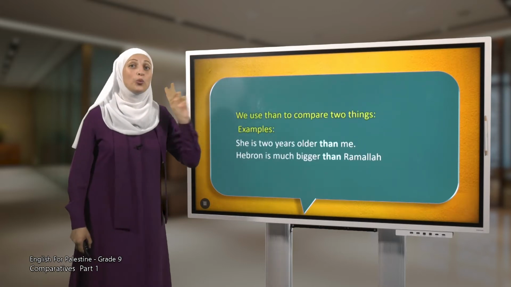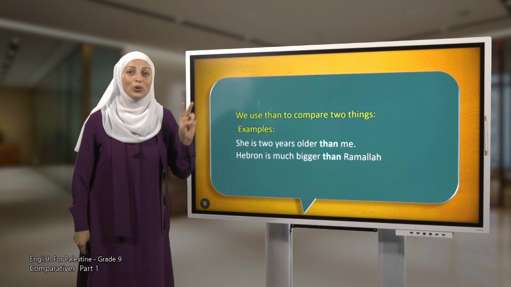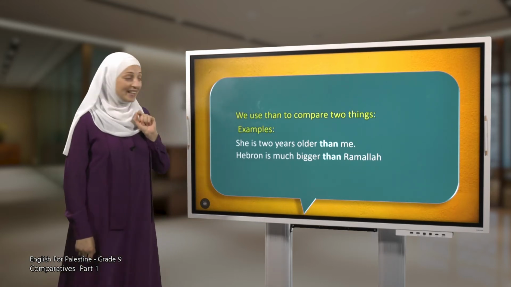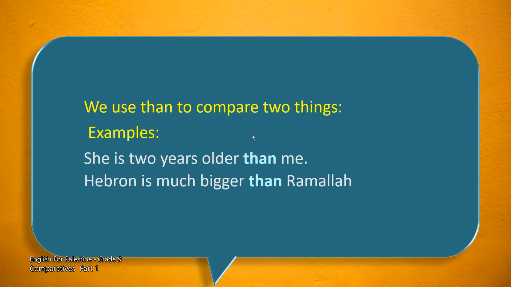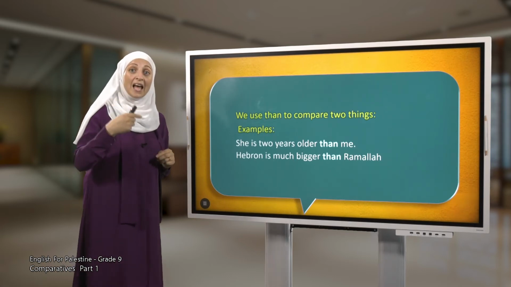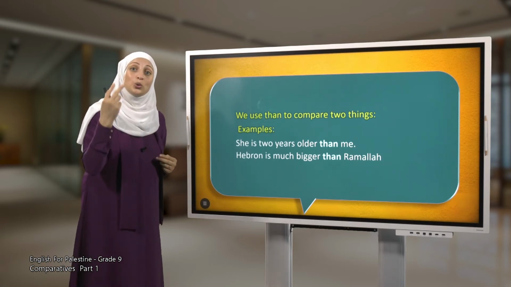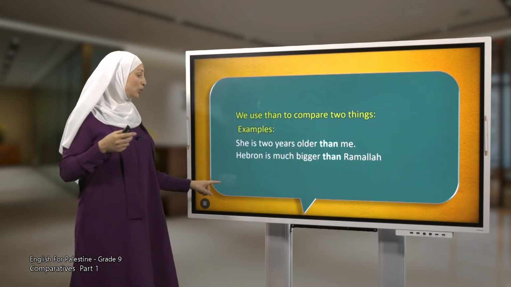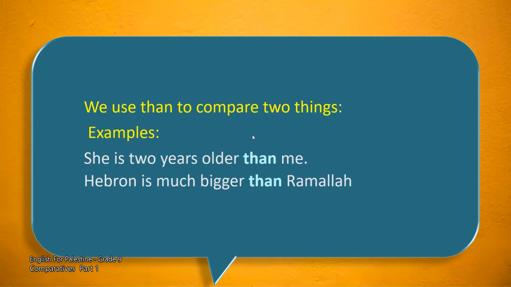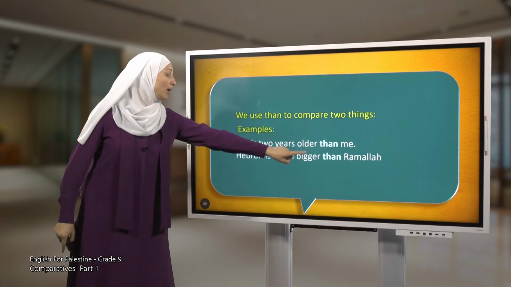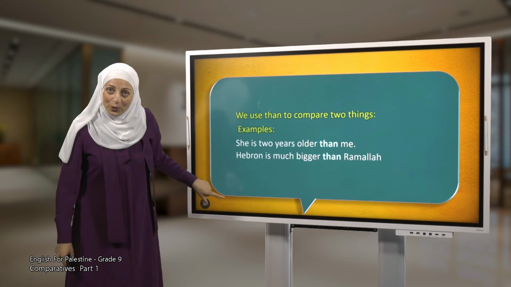Concentrate that when you compare two people or two things, you use the word than. Example, she is 2 years older than me. Here, I'm comparing between me and you. So we are two people, so I used than. Number two, Hebron is much bigger than Ramallah. I compare between Ramallah and Hebron.